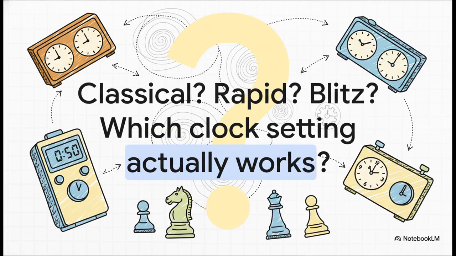So, you log on to play a game and you see all these options, right? Classical, rapid, blitz, even that crazy thing called bullet. It can feel, well, a little overwhelming. But here's the secret that a lot of people miss. Choosing your time control isn't just about what you feel like playing, it's a strategic decision. It directly impacts how you improve. So let's open up that toolkit and see what's really inside.